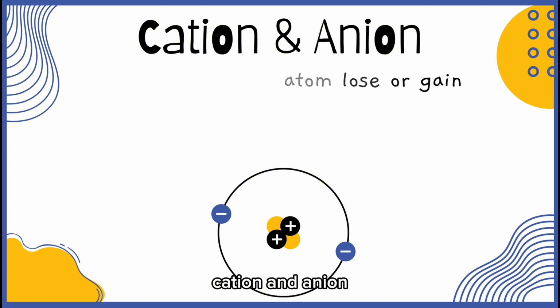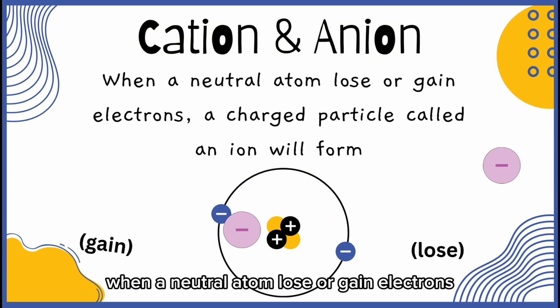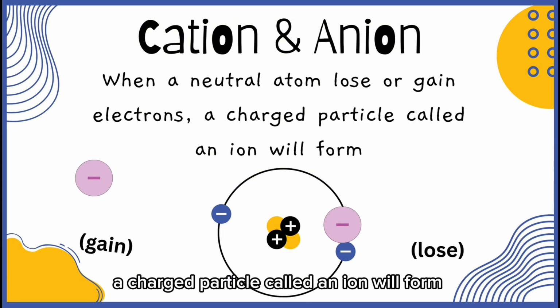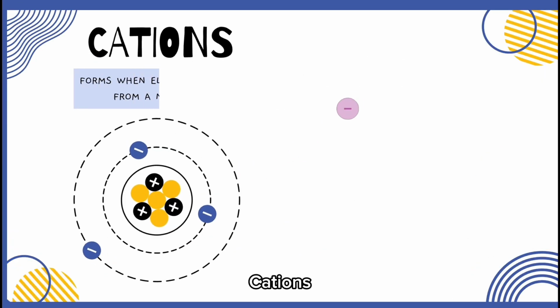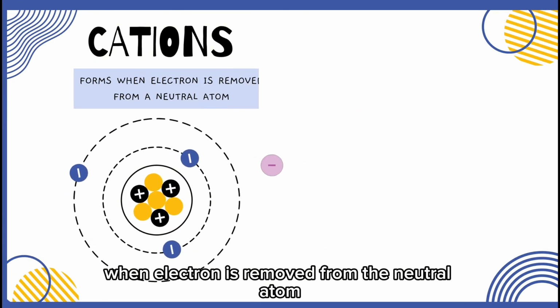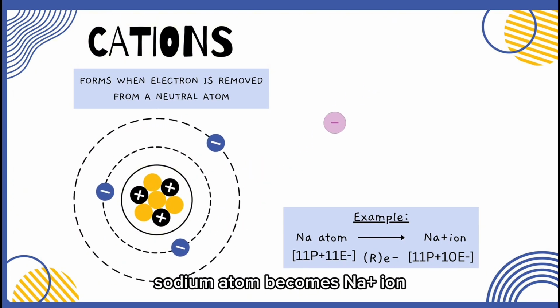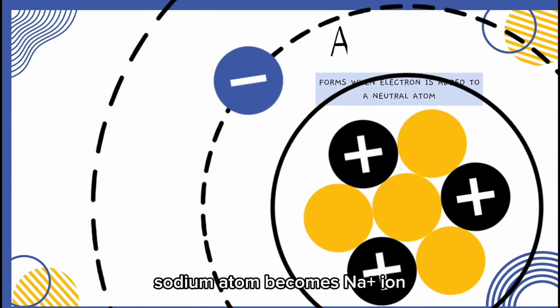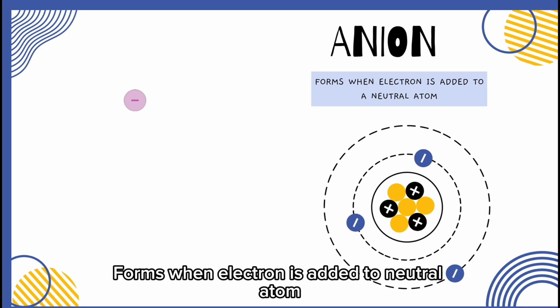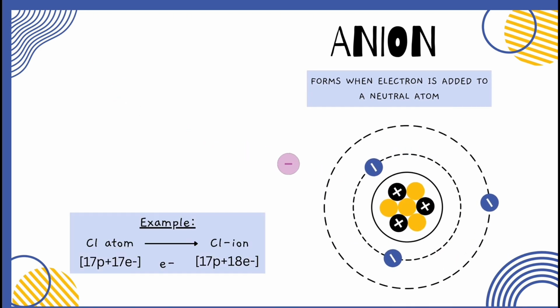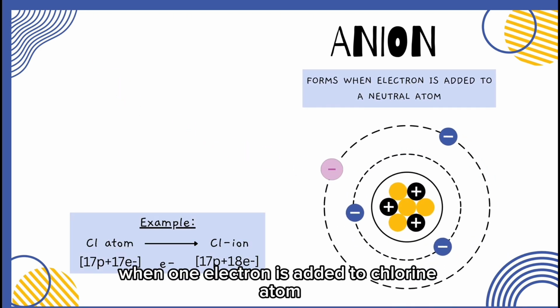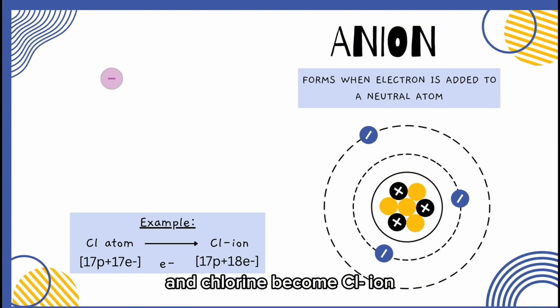Cation and anion. When a neutral atom loses or gains electrons, a charged particle called an ion will form. Cation forms when an electron is removed from a neutral atom. When one electron is removed from a sodium atom, the sodium atom becomes a Na+ ion. Anion forms when an electron is added to a neutral atom. When one electron is added to a chlorine atom, chlorine becomes a Cl- ion.